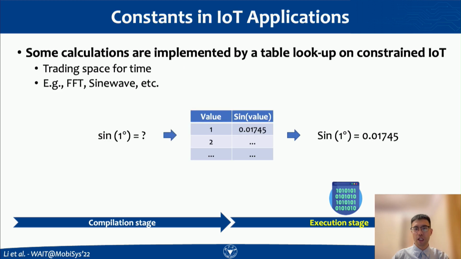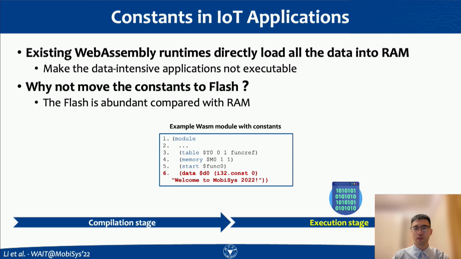The problem is introduced by the constants. In IoT applications, especially on constrained devices, some of the calculations are implemented by a table lookup. This is a trick of IoT developers to trade space for execution time. Existing WebAssembly runtimes have no optimizations for IoT scenarios and directly load all the data into RAM. This makes the data-intensive applications not executable. So we would like to borrow the compiler optimizations on constants of IoT devices and move the constants to the flash, because the flash is usually more abundant compared with RAM.